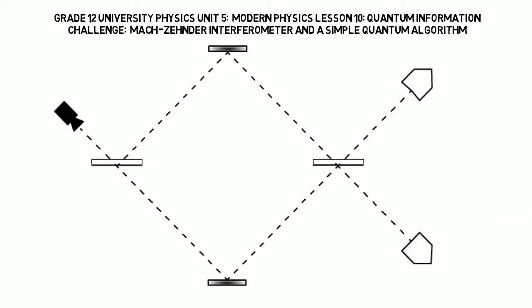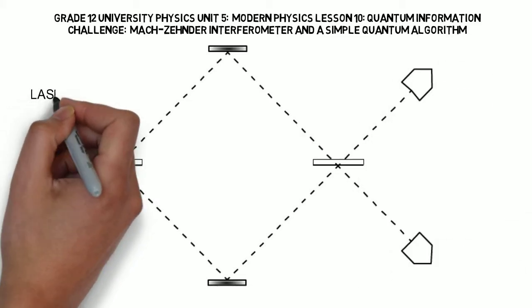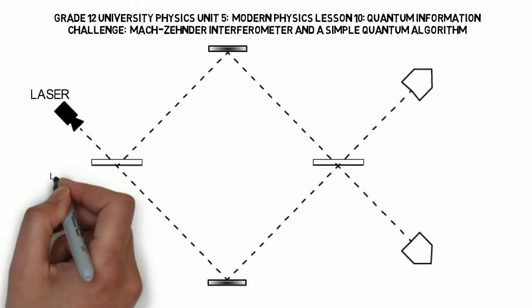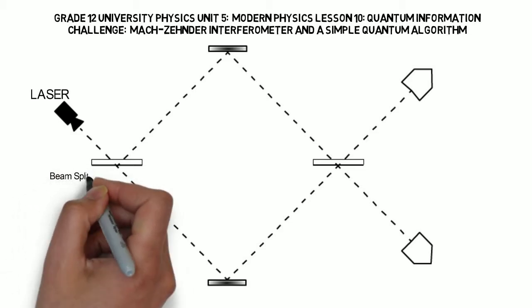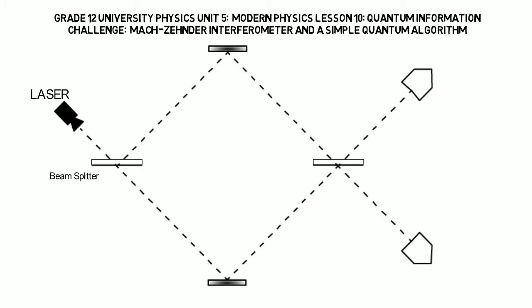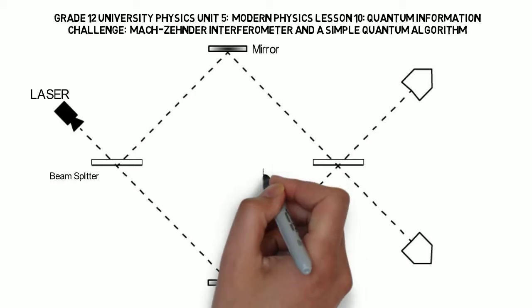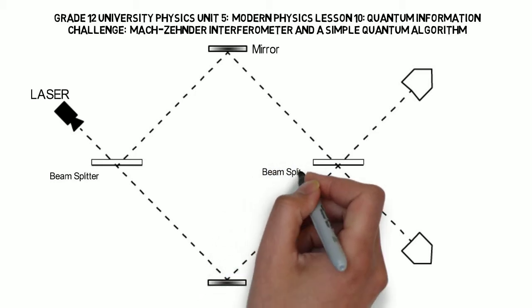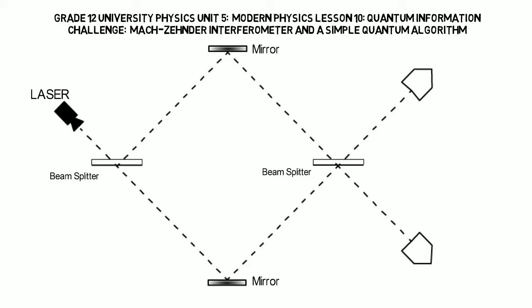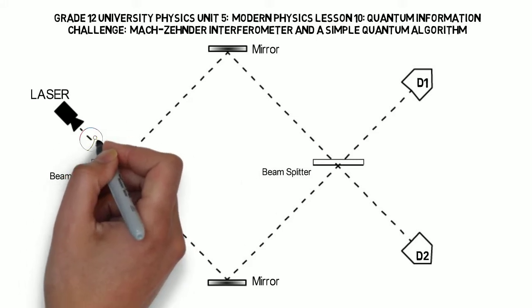So in the Mach-Zehnder interferometer, we have first a laser that will fire light towards a beam splitter, which will then split the beam into two directions. Each one will hit a mirror, bouncing back to another beam splitter, which again leads into two directions that can be detected at either detector 1 or detector 2.